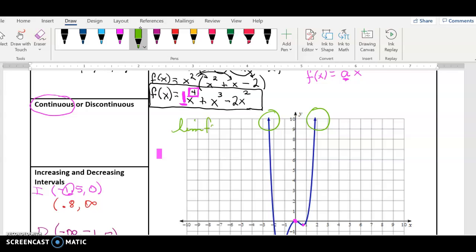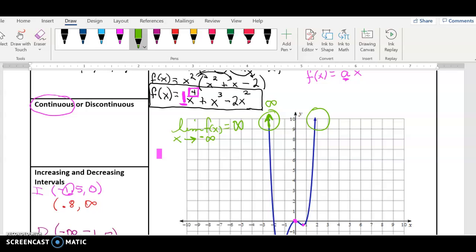The limit of f of x as our x values are approaching negative infinity, because this is not only getting higher, but it's also moving outward to the left. So our x values are approaching negative infinity. Our limit, which is our y value, our y values are approaching positive infinity because this is going to go up forever. So our limit equals infinity.